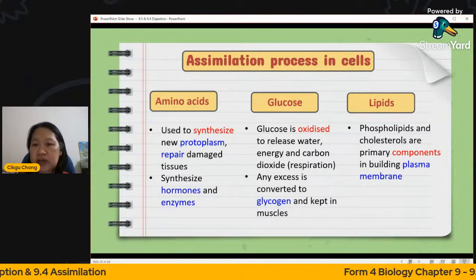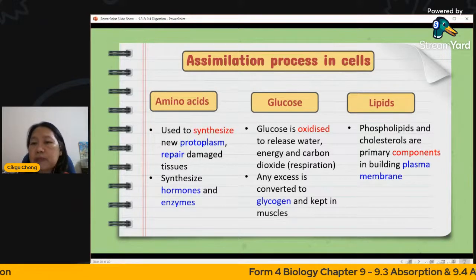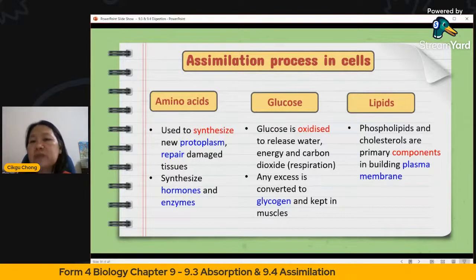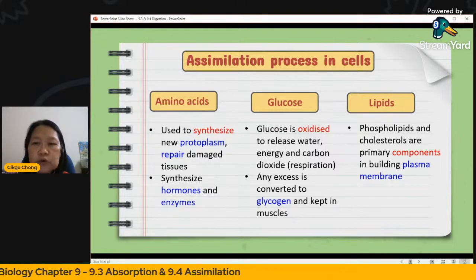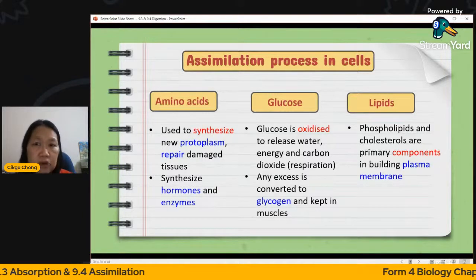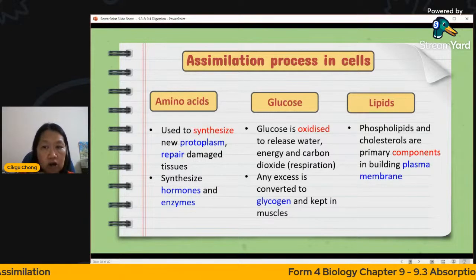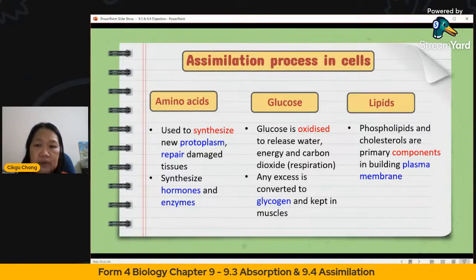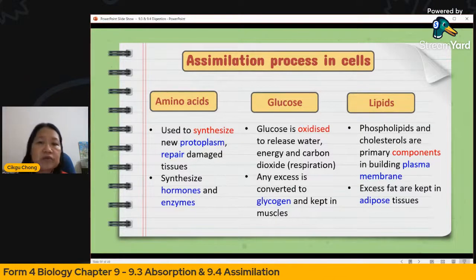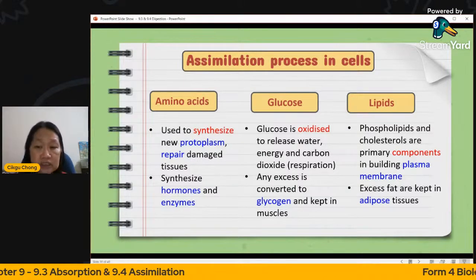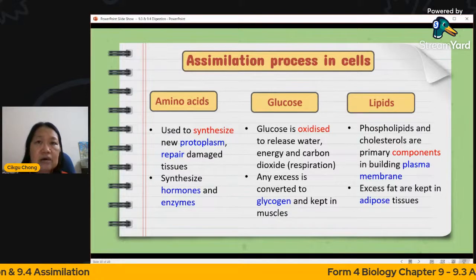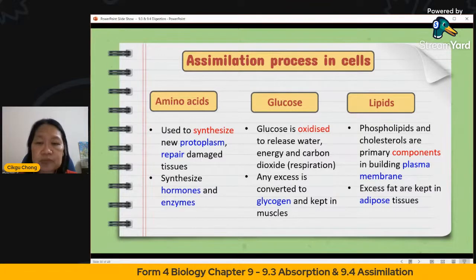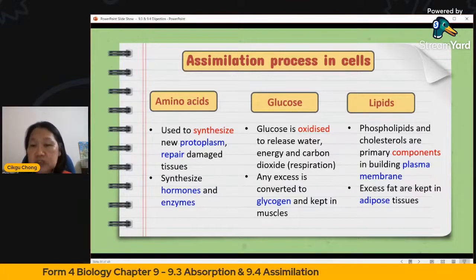What about lipids? Phospholipids and cholesterol are the things needed to make the plasma membrane. So in order to make the plasma membrane, you need these substances, phospholipid and cholesterol, which you make from the fatty acids and glycerol you absorb. And then your excess fat, if you have too much, will be kept in the adipose tissue, the tissue under the skin. That's why your body weight will increase and your size of the body increases because of additional fat stored in the adipose tissue.